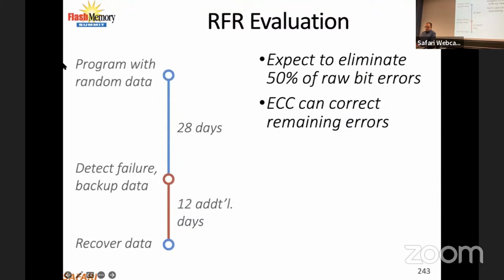And this is the evaluation, essentially. You program with random data. After 28 days, you can detect some failure, and then you need to back up data. Then we need to spend about 12 additional days in order to recover data. As you can see, this process is quite slow. But the good thing is that you are doing it offline, for recovery, and the outcome is good, because without this recovery technique, your flash memory is dead. But now you spend 12 additional days and you make it workable. Our expectation was to eliminate 50% of raw bit errors, and hopefully ECC can correct the remaining errors, essentially.